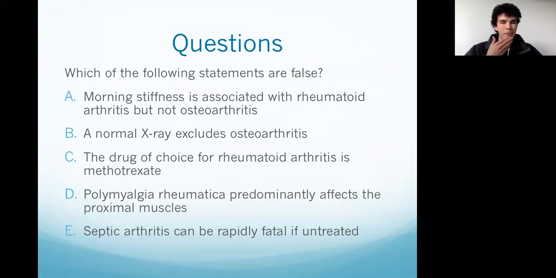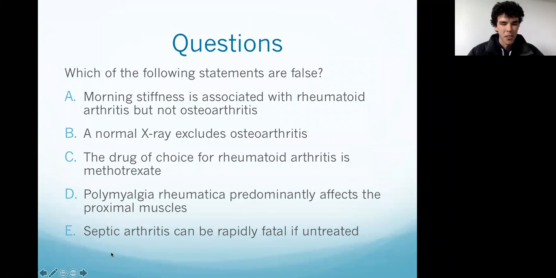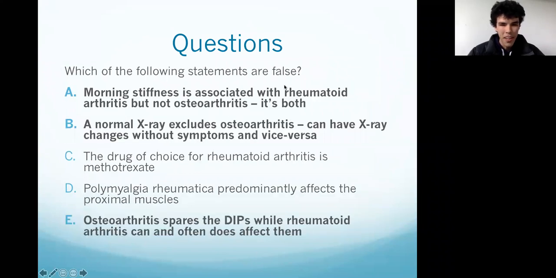Okay, and then which of these are false? So you got morning stiffness for RA, but not OA. Normal X-ray excluding osteoarthritis. Drug choice for rheumatoid is methotrexate. PMR predominantly affects the proximal muscles, and septic arthritis can be rapidly fatal if untreated. Ignore E because I put the wrong option there, but both A and B, this was a which of the following are false.